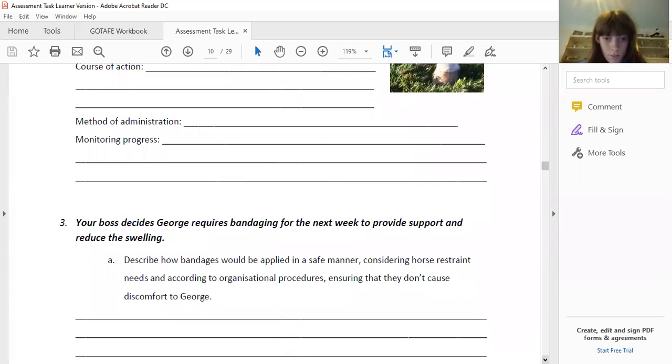Number 3, your boss decides George requires bandaging for the next week to provide support and reduce the swelling. Now, I can tell you if I'm working on a thoroughbred stud, we wouldn't bandage that. That to me seems a little bit of overkill. But he's a performance horse and they really want to get that swelling down as quickly as possible and not have it flare up anymore. So they've decided to bandage him.